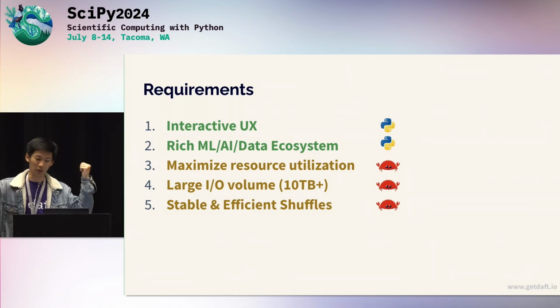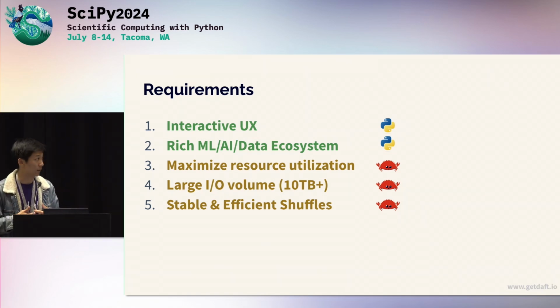We get to use all our CPUs. If you have really large I/O volumes, like we do at Daft, where you have to read terabytes of images, you can use Rust to do that really efficiently. And last of all, you can do very memory efficient things by representing your data in Rust, but then exposing it into Python. It's like a Python object.